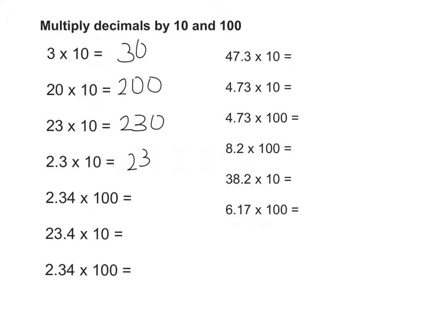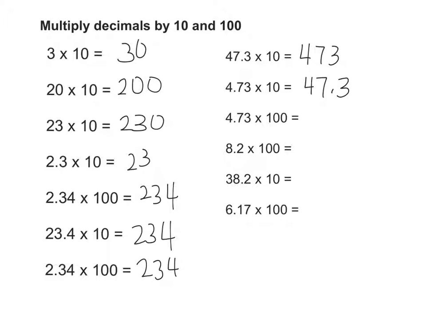Oh, what about, can we multiply by 100 too? What's 2 and 34 hundredths times 100? Okay, what about 23 and 4 hundredths times 10? What about 2 and 34 hundredths times 100? Maybe all the answers are 234. Let's move on. 47 and 3 tenths times 10. Do we just get rid of the decimal point? Let's see the next one. 4 and 73 hundredths times 10.